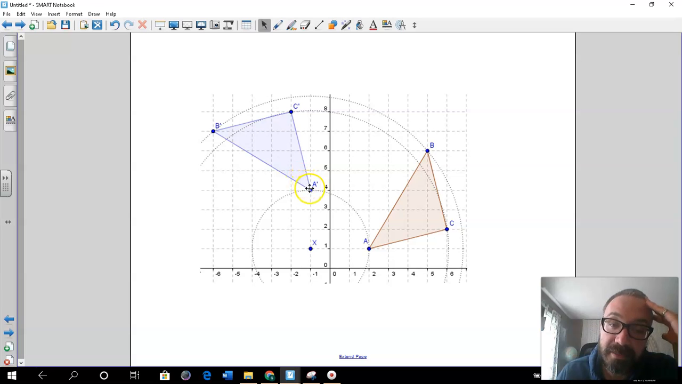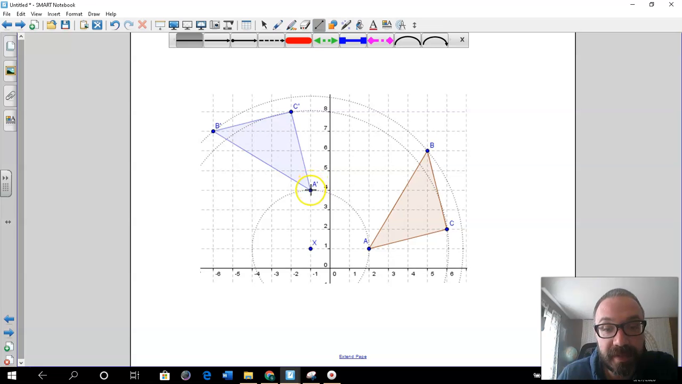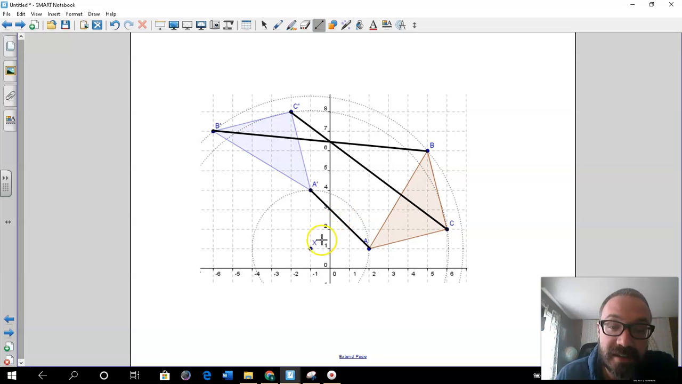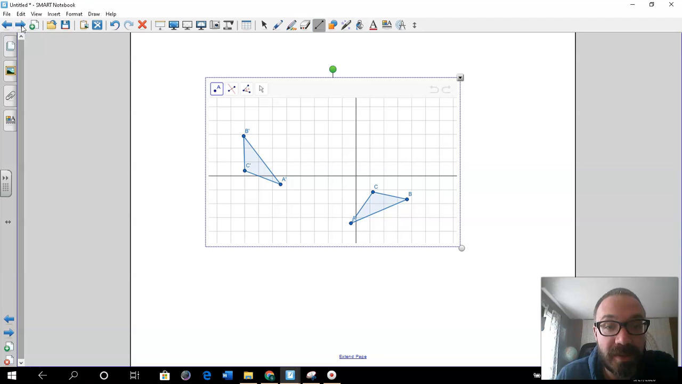So we know that the perpendicular bisector of a chord passes through the center. So imagine I connect A and A prime here, and then construct the perpendicular bisector. That will go through X. If I connect B and B prime and construct the perpendicular bisector, that will go through X, and the same with C and C prime. So all three of those perpendicular bisectors should intersect at X.